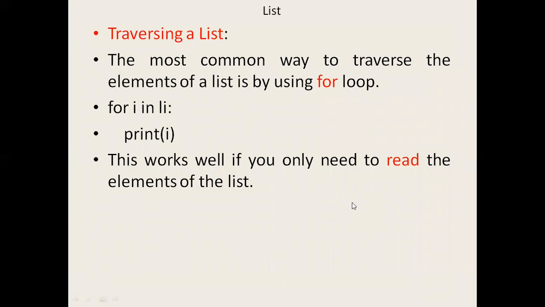Traversing a list. For example, I want to access almost all the elements in the list. Then the best way is by using the for loop. The most common way to traverse elements of a list is by using a for loop: for i in li. What happens is that all the elements in the list li will be assigned to i in sequence. Print i will print all the elements of the list. This works well if you only need to read the elements of the list.